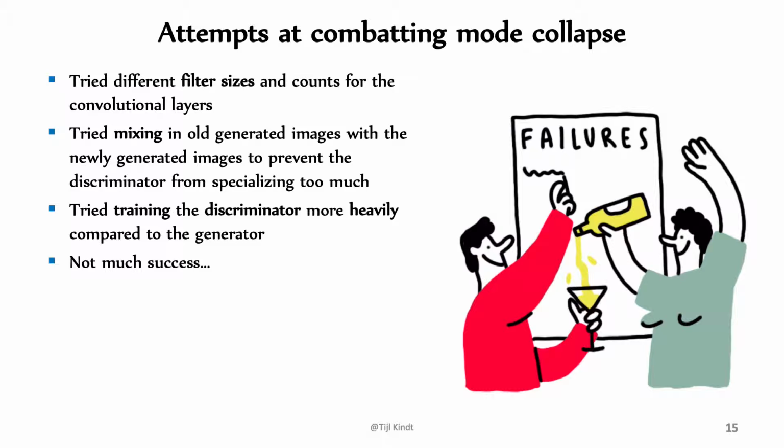I tried using different filter sizes and counts for the convolutional layers. I tried mixing in old generated images from the generator when I fed mini batches to the discriminator, so that the discriminator wouldn't specialize so much. I also tried training the discriminator more heavily compared to the generator, so training it a couple of times before training the generator again, but all of that didn't help that much.